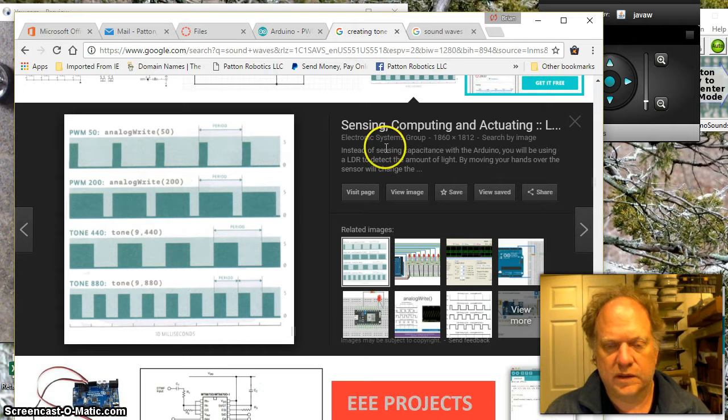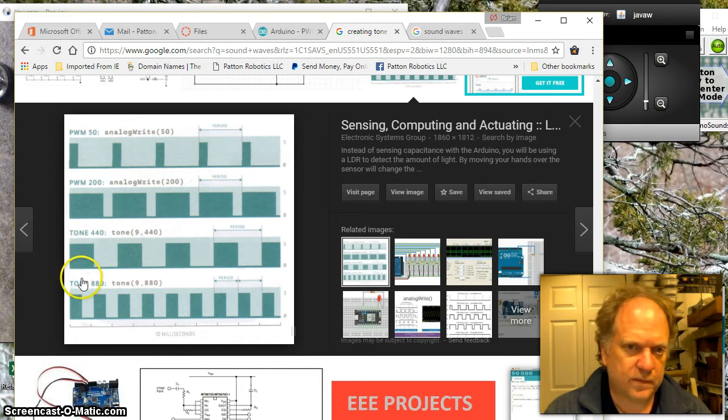And let me give you one more little example here. This actually kind of compares PWM to tones. And you can see here, here's that period, that 2 millisecond chunk of time. And if I have a low value in there, only a small percentage of that time is going to be high. And if I put in a larger value, getting closer to 255, you can see a greater percentage of it is going to be on.